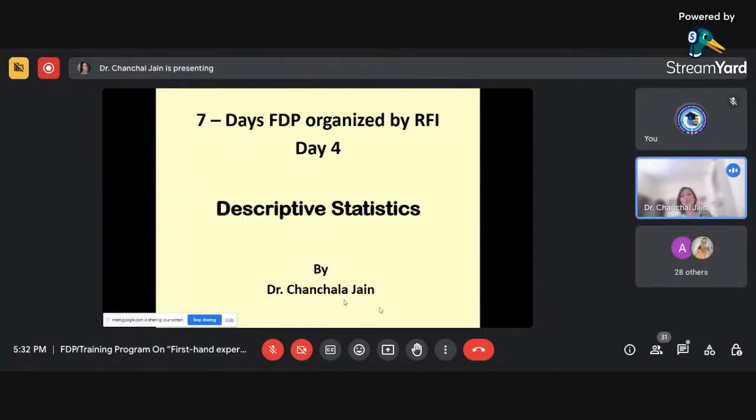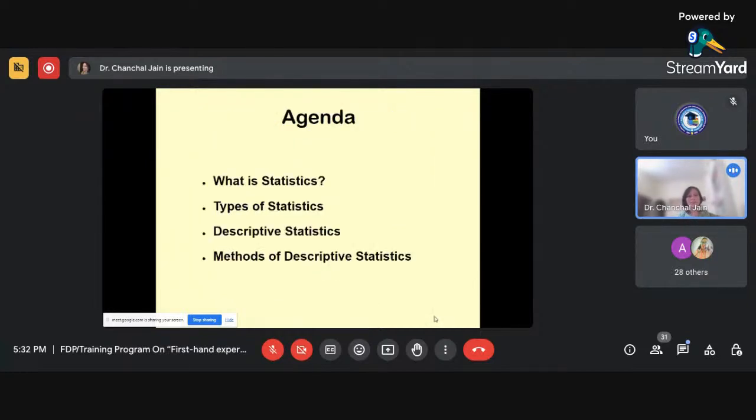So, before proceeding to the inferential statistics, today I'll discuss the descriptive statistics, and in the inferential statistics, today I'll take the first test, that is one sample t-test. Firstly, I'll explain the descriptive statistics. I'll explain the agenda of the day. I'll try to explain what statistics is, what the types of statistics are. Then we'll discuss what descriptive statistics is and what the methods of descriptive statistics are.